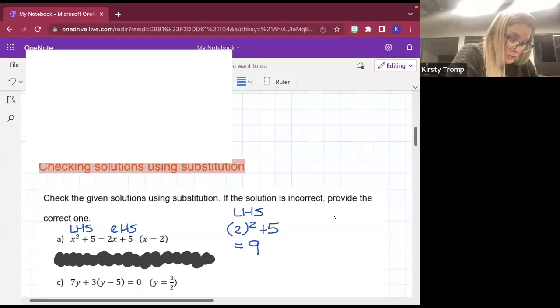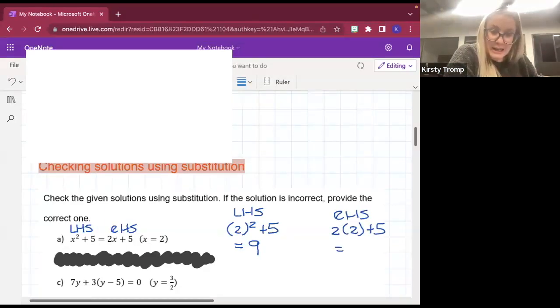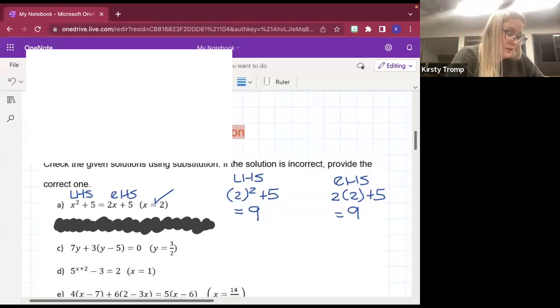Now I'm going to go to the right-hand side. On the right-hand side, I've got 2, open brackets, 2 plus 5. On my calculator, I'm going to put that in, and I'm going to get 9. So, does the left-hand side equal the right-hand side? Yes, it does. I am happy with that sum, and I'm happy to continue. Moving on to the next one.